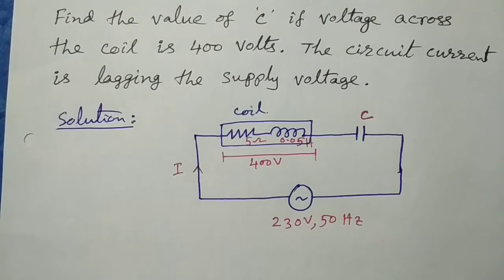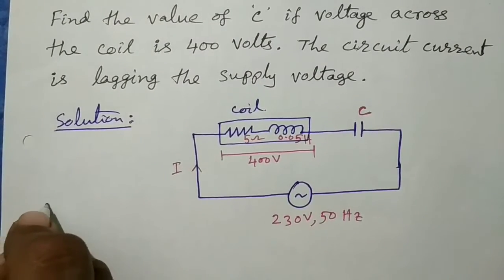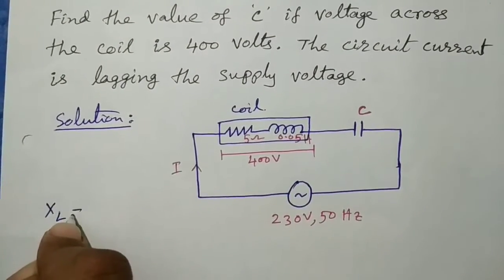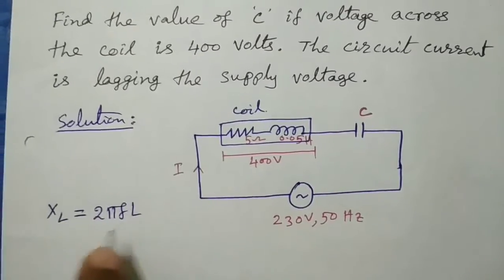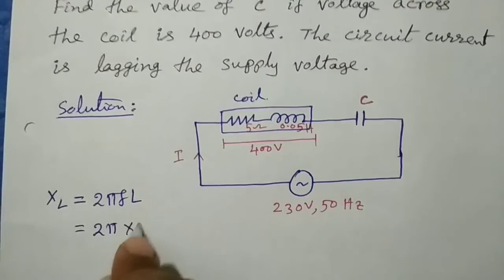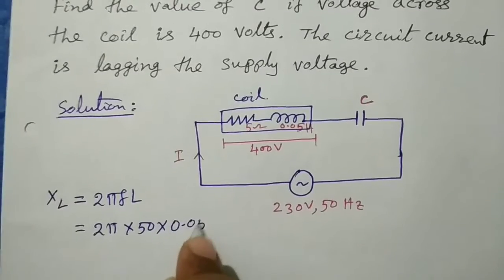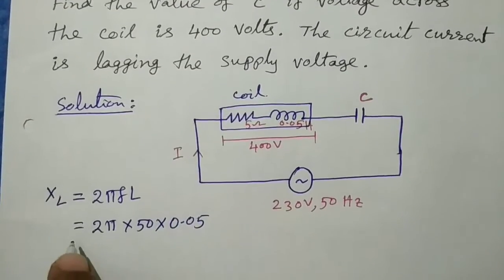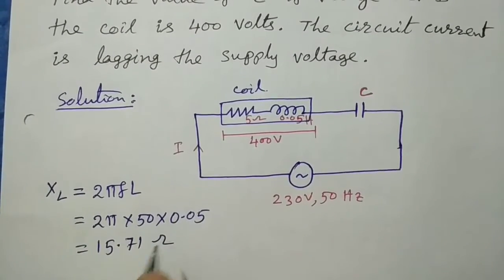So at the beginning, first of all, we will calculate the inductive reactance of the coil. It is 2 pi FL, that is 2 pi into 50 into 0.05. So the value of XL will be 15.71 ohms.